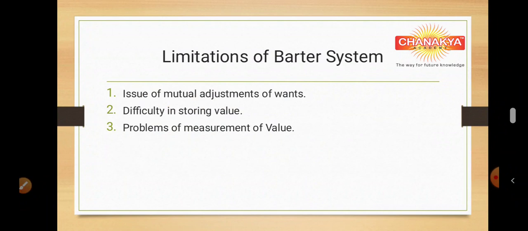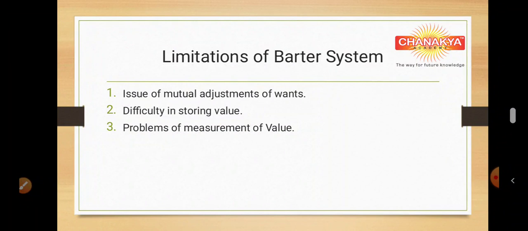Second one is difficulty in storing the values. How to store the value for future needs? Say, for example, I exchange rice and wheat with my friends just because of mutual requirement. Can I store that rice for future needs? Okay, after 5 years I will be requiring money, I will store it and use it now.